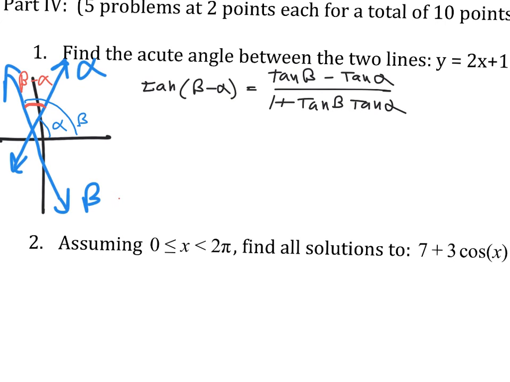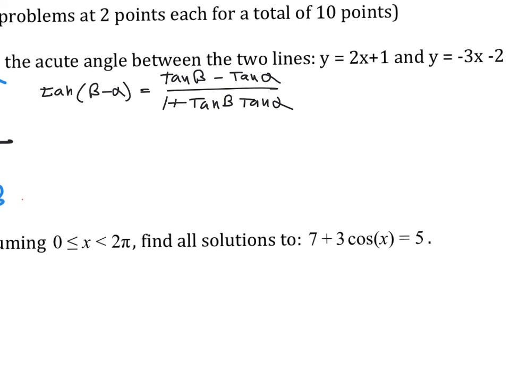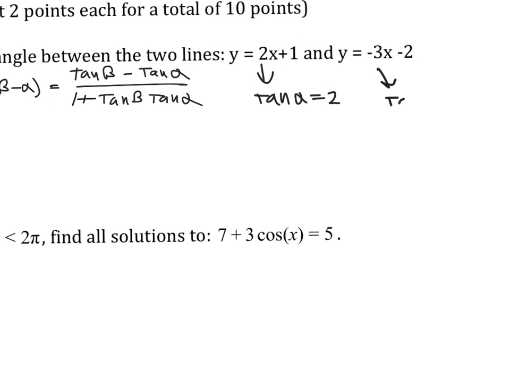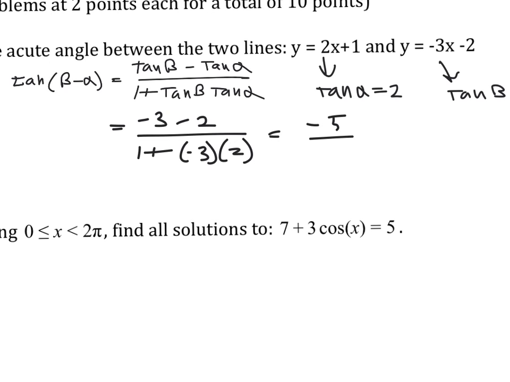And let's see. The 2x plus 1 is alpha. So tan alpha equals 2. That's the slope of that line. And tan beta is negative 3. That's the slope of that line. So I can bring that information back into my tangent formula here and say that what I've got is negative 3 minus 2 over 1 plus negative 3 times 2, which is negative 5 over 1 minus 6. It's negative 5 over negative 5, which is 1.